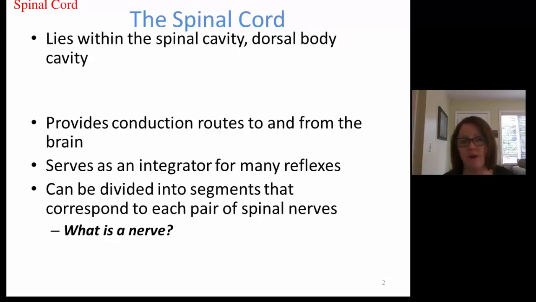The main function of the spinal cord is really twofold. First of all, it provides a way for signals to get up to the brain and down from the brain. So it provides a conduction route to and from the brain. But it also serves as an integrator for many reflexes. So we have different types of reflexes, and our spinal reflexes are coordinated at the level of the spinal cord.